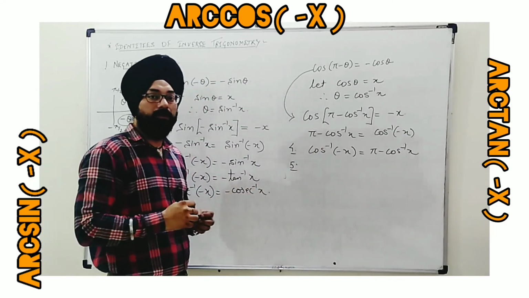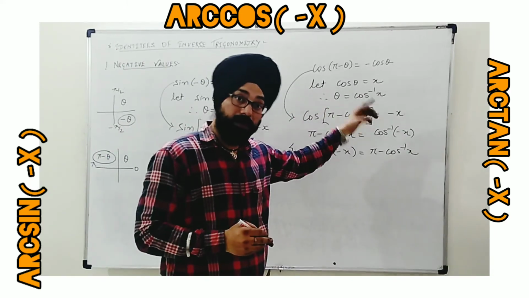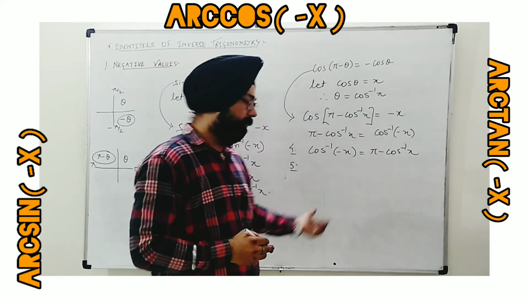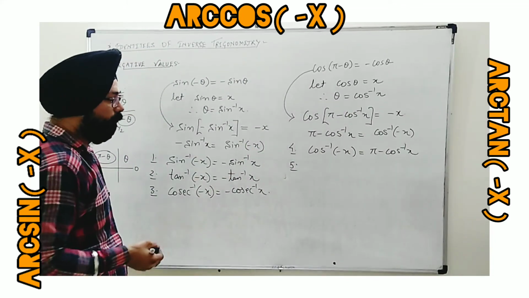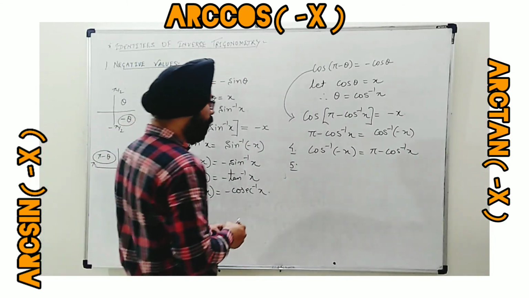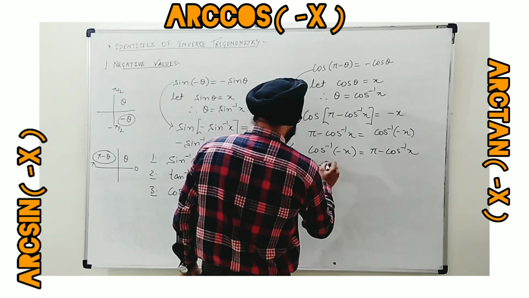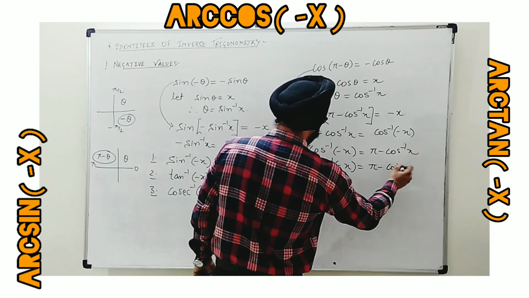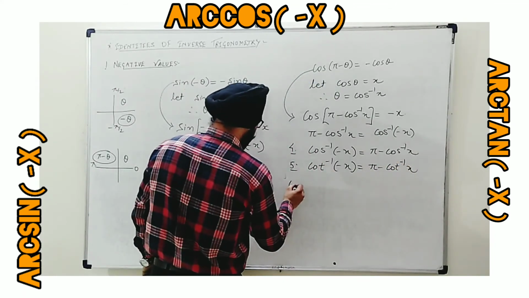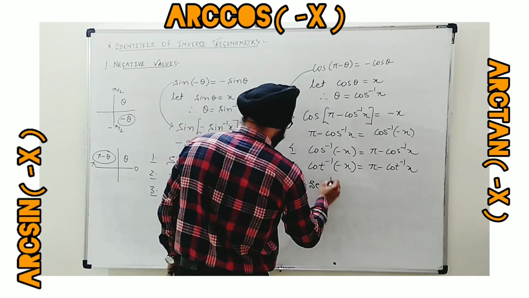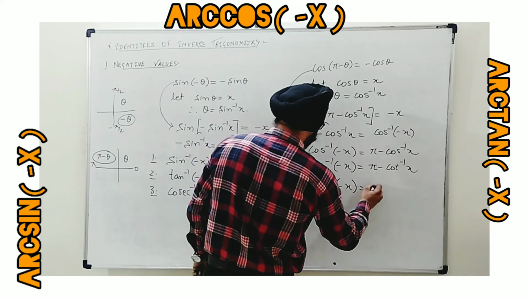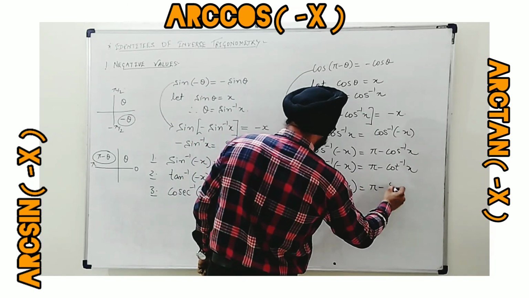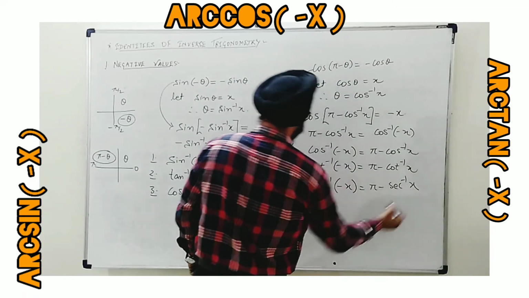All will belong to the same pattern, so they will follow the same identity. Like cos inverse, in its group we have sec inverse and cot inverse. So we write cot inverse minus x, this also is equal to pi minus cot inverse x. Sixth, sec inverse minus x also will be equal to pi minus sec inverse x.